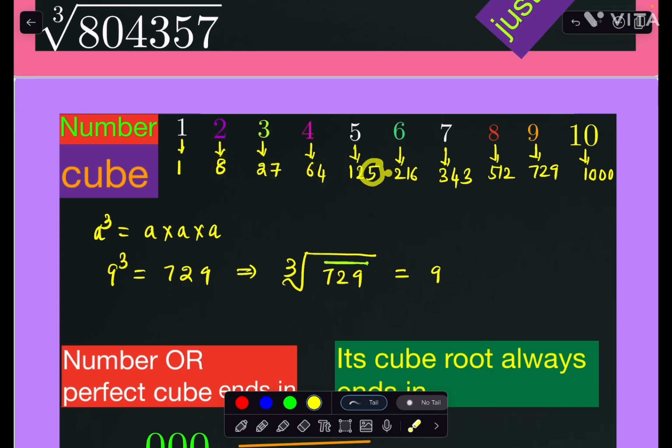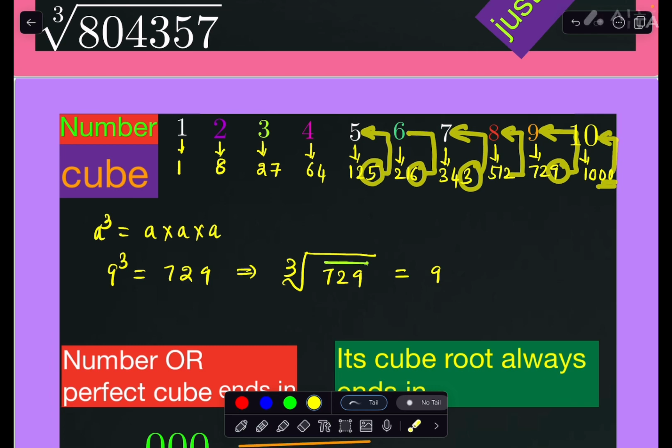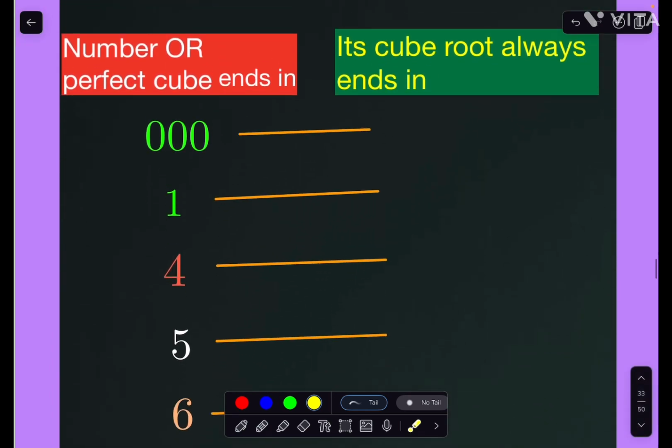If a number ends with 5, its cube root ends with 5. The same for 6. But in the 3 case, the cube ends with 7. In the 2 case, it ends with 8. In the 9 case, it ends with 9. In the 0 case, it ends with 0.